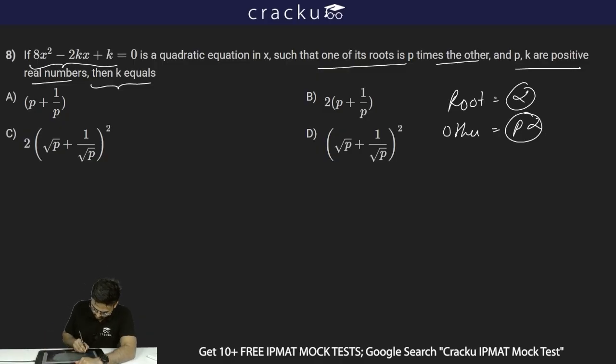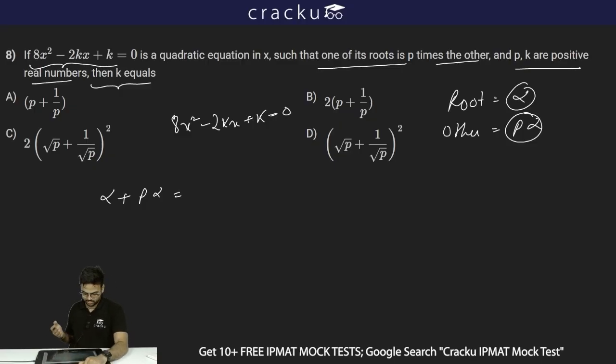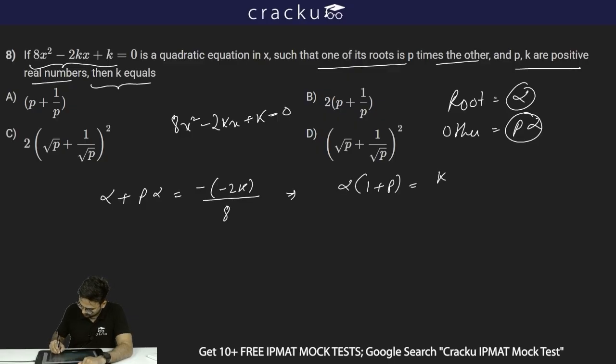Now the sum of the roots will be alpha plus p alpha. This is minus b by a. This is my quadratic equation, 8x square minus 2kx plus k is equal to 0. My sum of the roots will be minus b upon a, so this will be minus of minus 2k divided by 8, or I can write alpha into 1 plus p. This will be equal to k by 4.